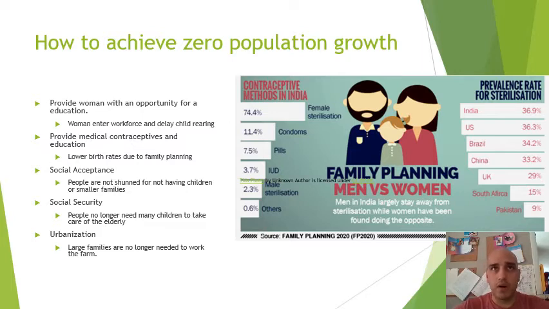Urbanization, no longer a farm living. We're now having a mechanized world, and we no longer need a big population to work the farm. So a move towards urbanization could also slow population growth.